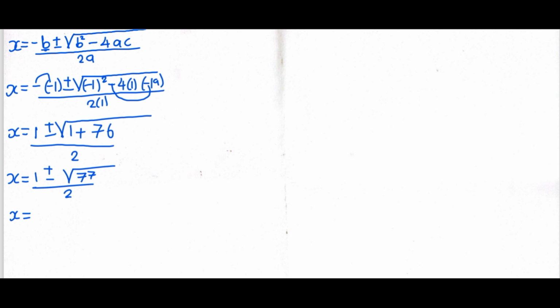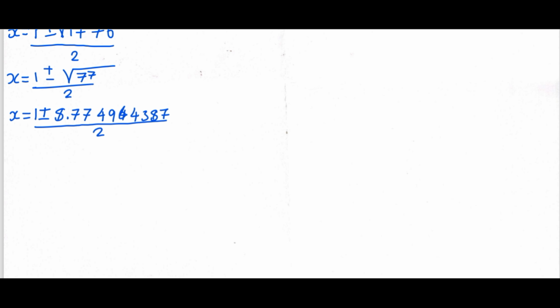So the square root of 77 is giving me 8.77496. Okay, so this will be 1 plus or minus 8.774964387 over 2. Then after that we can separate into two equations. One will carry a positive, then the other one a negative. So x is equal to 1 plus 8.774964387 over 2. Then the other value of x will be 1 minus 8.774964387 over 2.